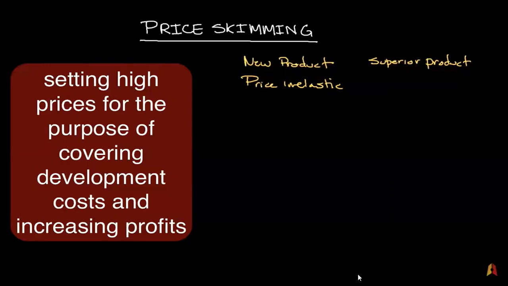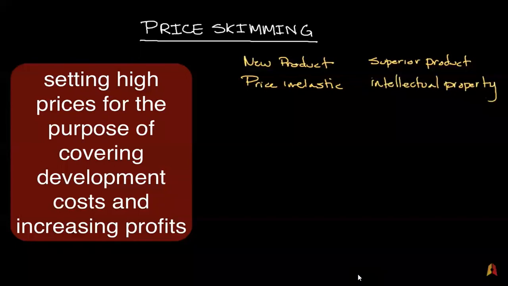The other element that can exist to make price skimming a very effective strategy is intellectual property. If there are patents that exist that prevent other companies from offering the product or producing it for a period of time, it could be pharmaceuticals, could be electronic devices, that can create the conditions where price skimming can be an effective strategy.